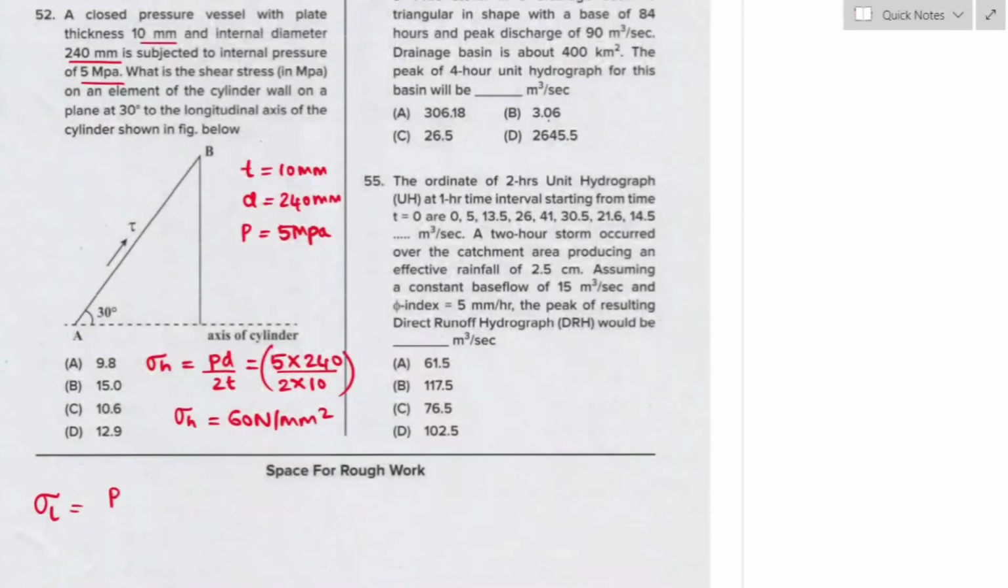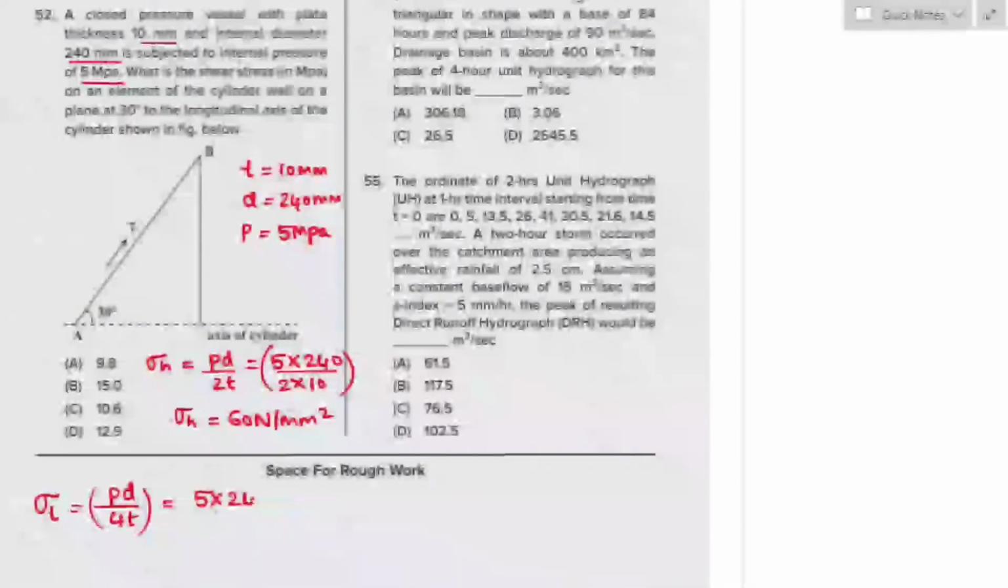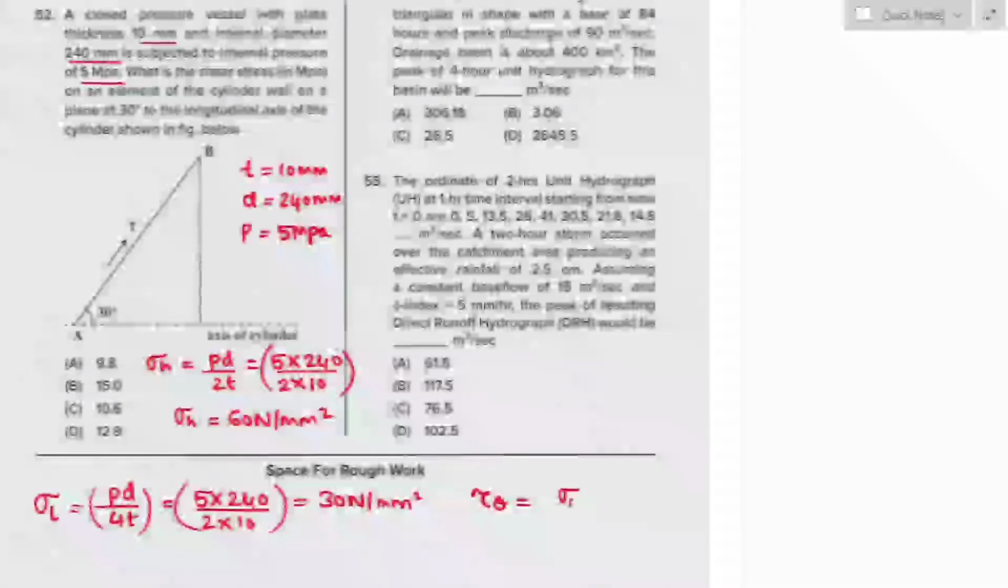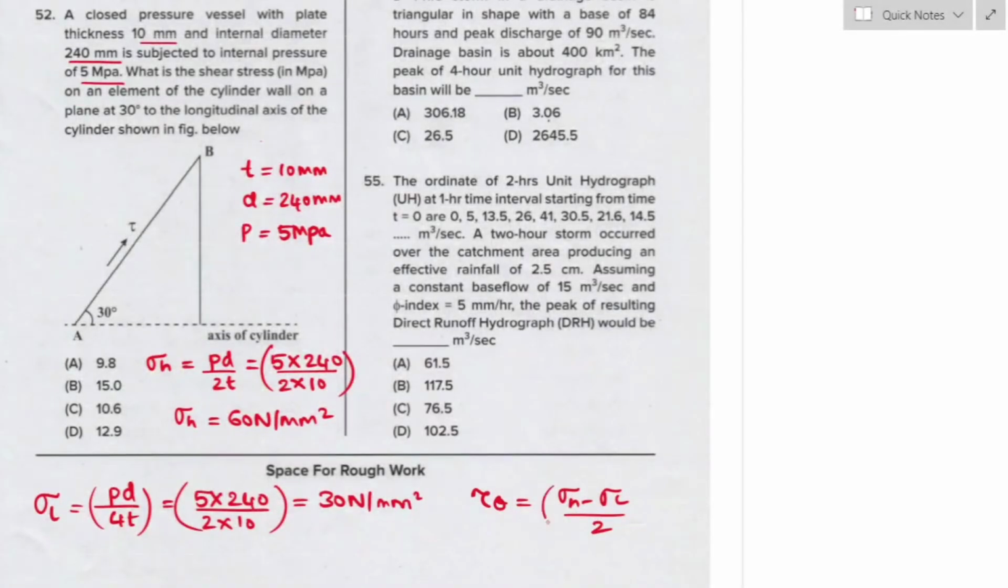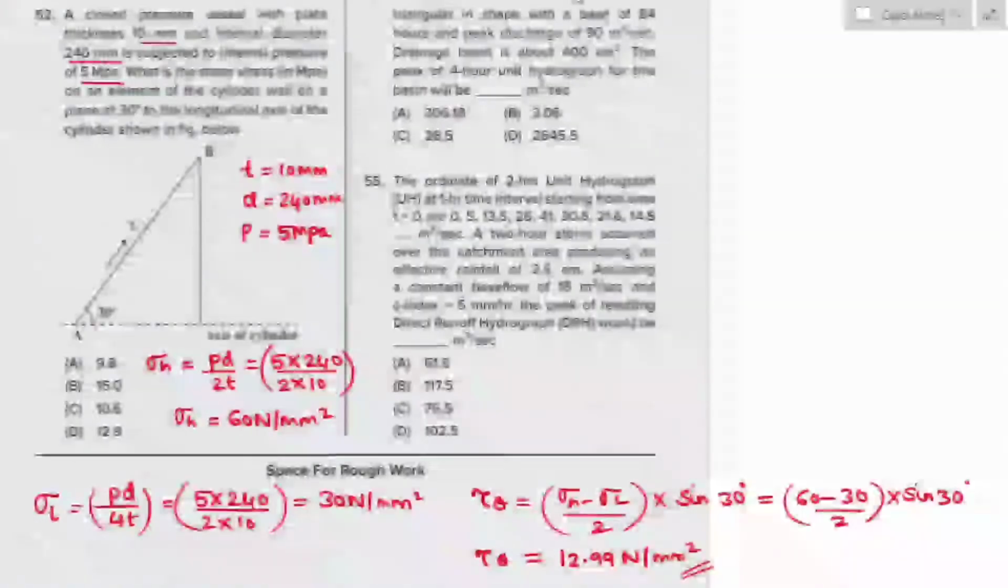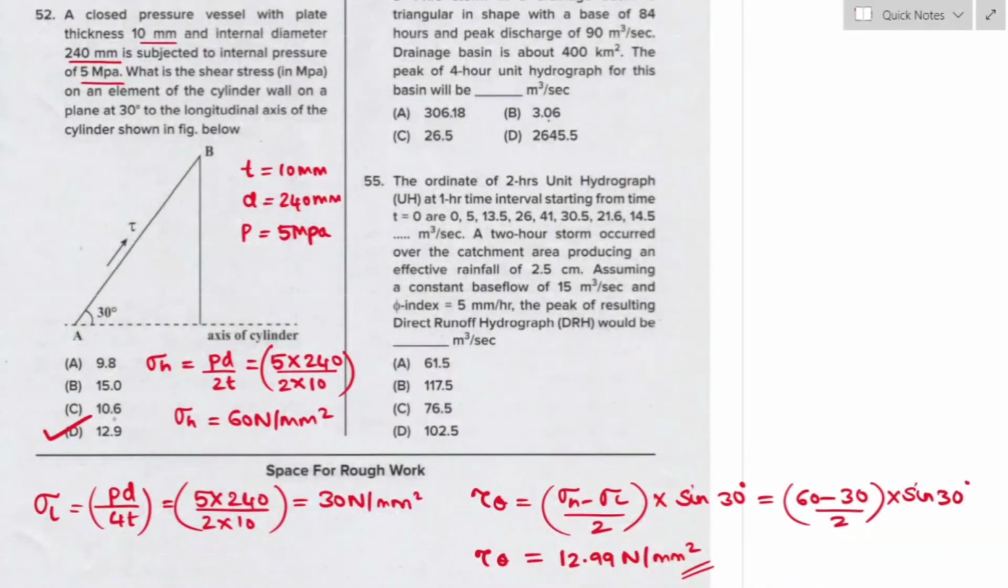Similarly, longitudinal stress will be PD by 4T. So 5 into 240 divided by 4 into 10. So longitudinal stress will be 30 Newton per mm square. So the shear stress will be hoop stress minus longitudinal stress divided by 2 into sin 30 degree. Shear stress will be 12.99 Newton per mm square. So the right answer is option D, 12.9 Newton per mm square.